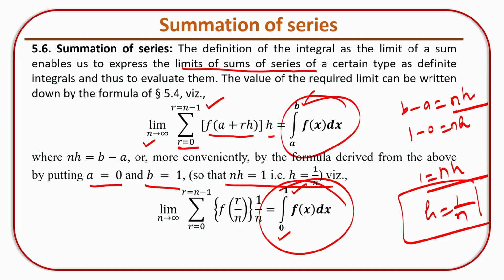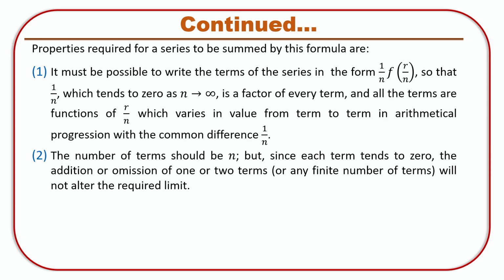And this has been derived as the sum from r equal to 0 to r equal to n minus 1 of f(r by n), because A has become 0 and r into h, where h is equal to 1 by n. So that means if I have a certain type of series such that the function can be written in the form f(r by n) times 1 by n, I can find the summation of this series as a definite integral, and that is a huge thing for mathematicians.